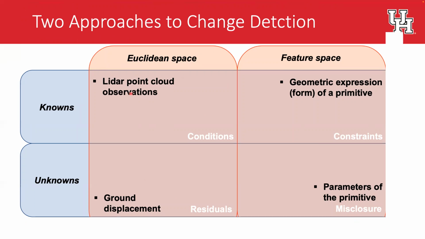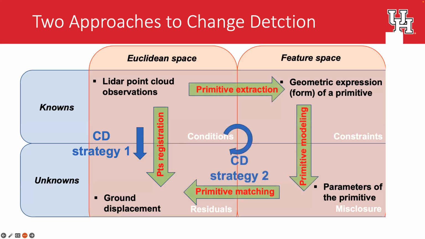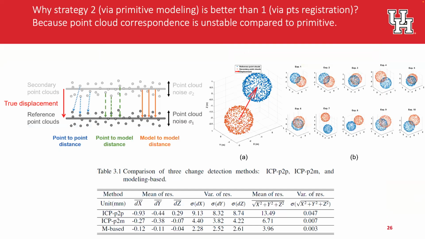If we go back to using just straight ICP, we're really not taking advantage of anything in the feature space. We're only staying in the Euclidean space. We're taking the Lidar and trying to directly get the ground displacement. What we really wanted to do is the second strategy: take the point cloud, extract the primitives, model them, and then use that modeling of the primitives to estimate the ground displacement. So we're encompassing the modeling of the primitives into it. Functionally, this still all happens in one step, but there are more pieces to that puzzle.